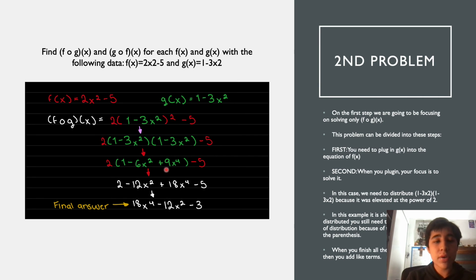Then when we have all this, we just need to distribute the 2 because it is outside the parentheses. So we will need to multiply the 2 by each term inside the parentheses, which will give us 2 minus 12x squared plus 18x to the power of 4. And then the minus 5, you just need to add or subtract the like terms. So the final answer will be 18x to the power of 4 minus 12x squared minus 3.